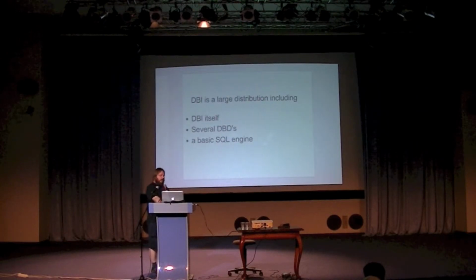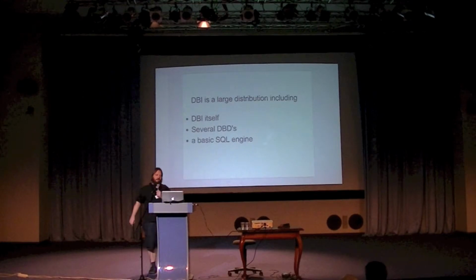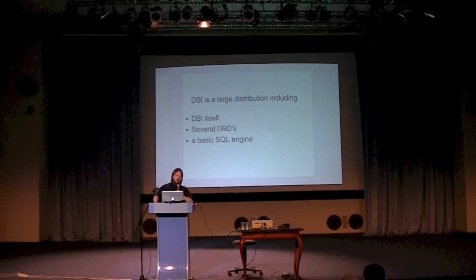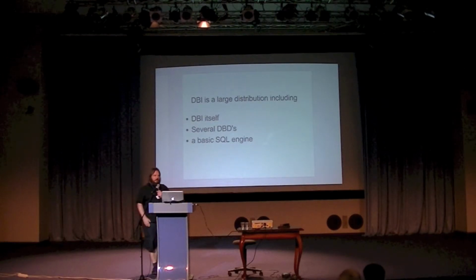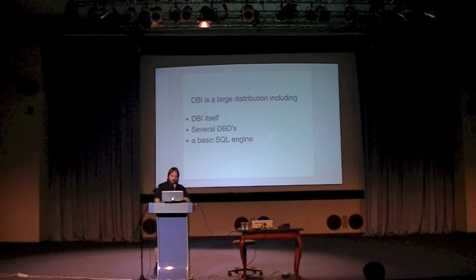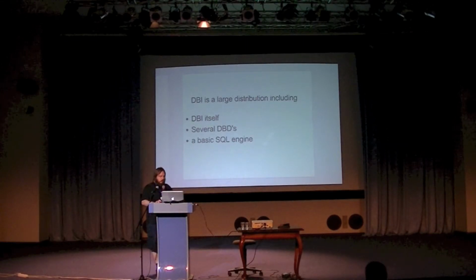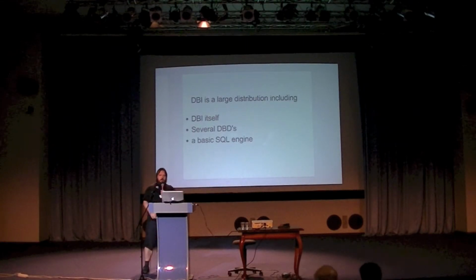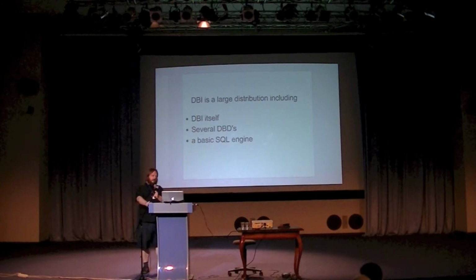DBI itself is a big distribution. It contains, of course, the database interface. It contains a few DBDs, which it needs for its own test suite, and as an abstraction layer for other DBDs which are coming from CPAN. And because it has DBDs, it includes a basic SQL engine.